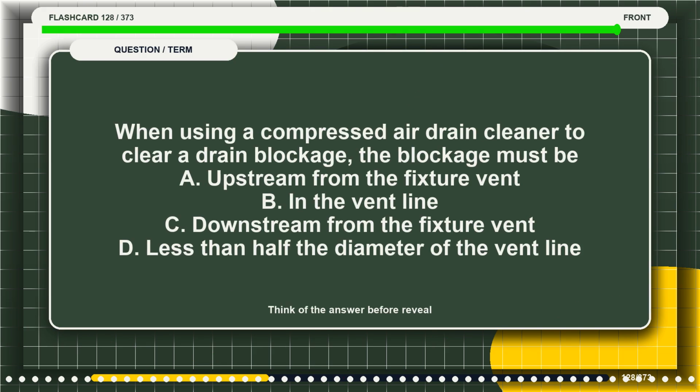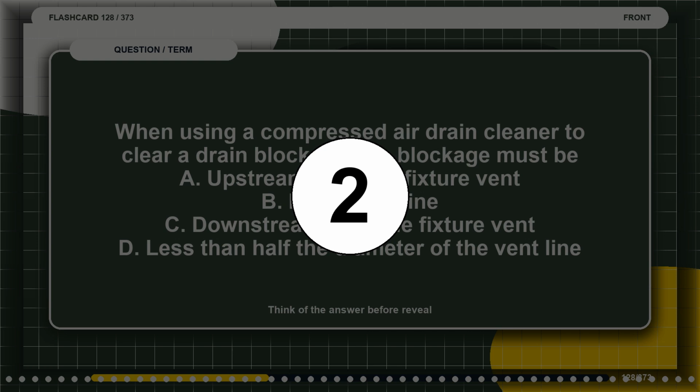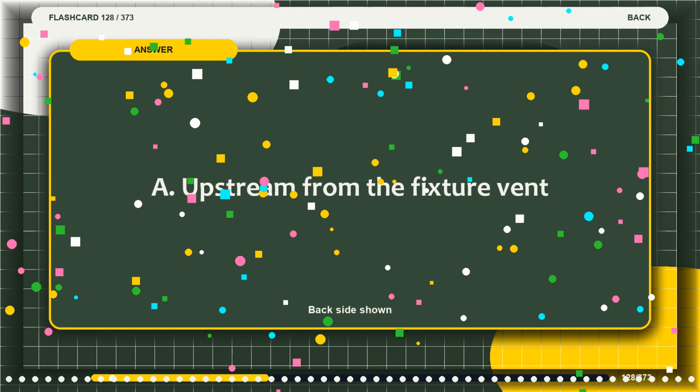Flashcard 128. When using a compressed air drain cleaner to clear a drain blockage, the blockage must be A. Upstream from the fixture vent. B. In the vent line. C. Downstream from the fixture vent. D. Less than half the diameter of the vent line. Think of the answer before the reveal. The answer is A. Upstream from the fixture vent.